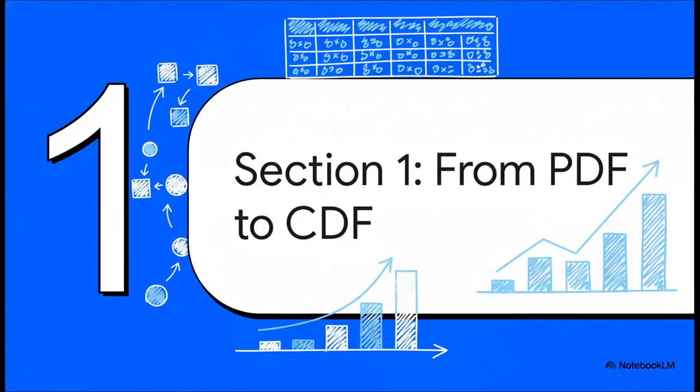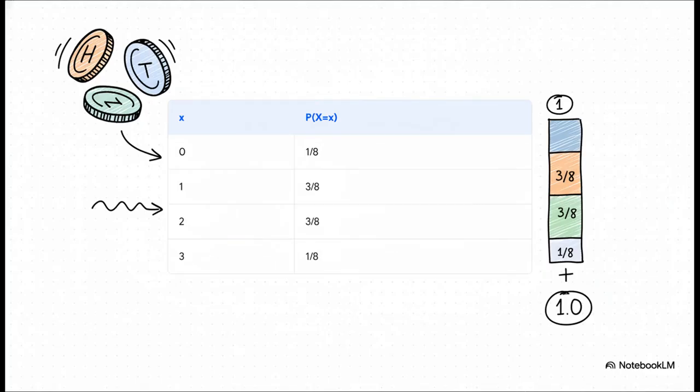All right, let's get our hands dirty. The whole process starts with a discrete probability distribution. Now, that sounds super technical, but really, it's just a simple table that lists out all the possible outcomes and the specific chance for each one. That's it. And here's the exact table we're going to use for this whole explainer.